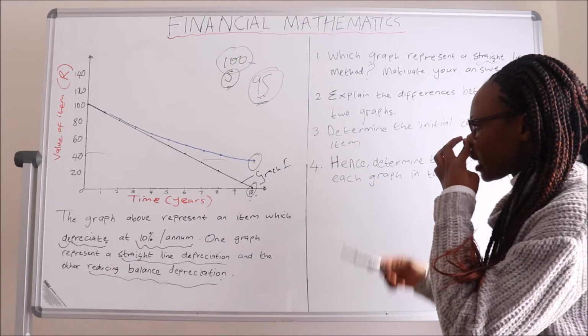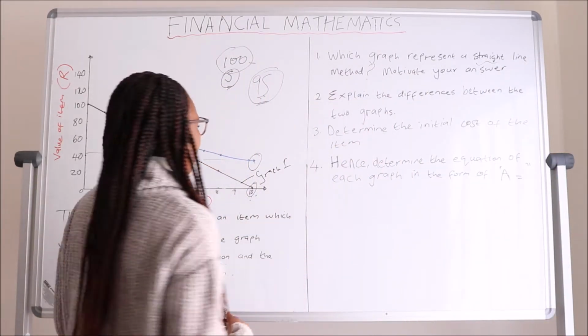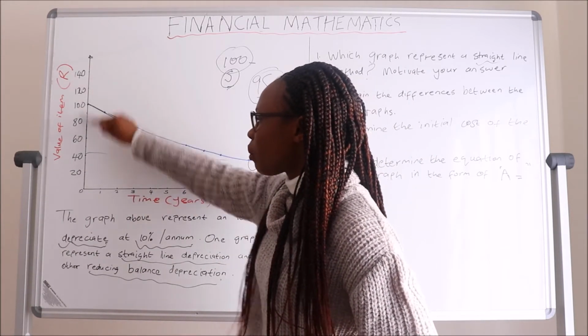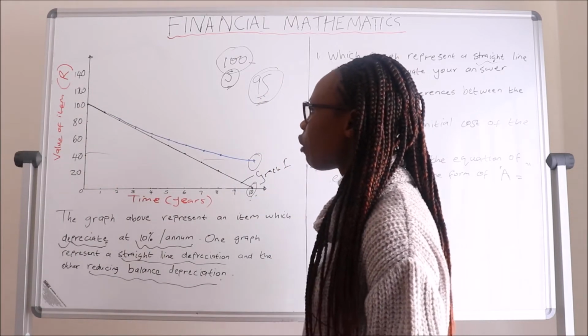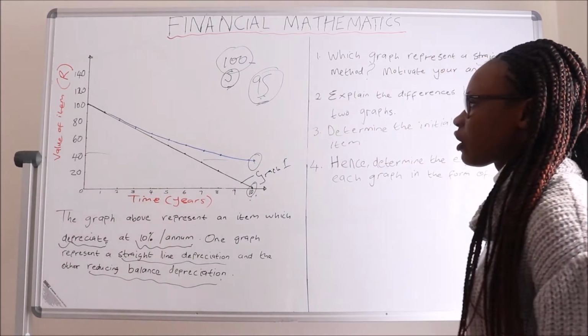Then going to the next question, it says determine the initial cost of the item. As we can see from the graph, both graphs start from 100, and on the y-axis there is the value of the item. That means that the value of the purchase was 100 rands.